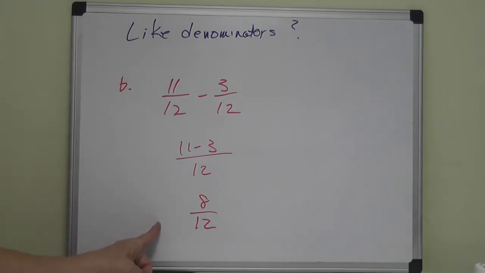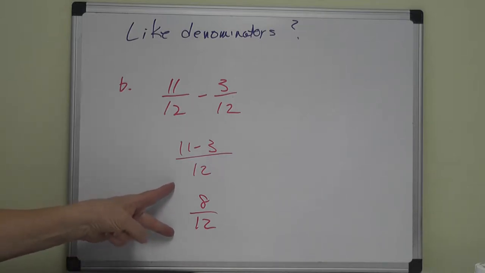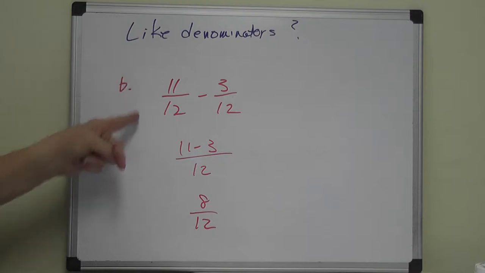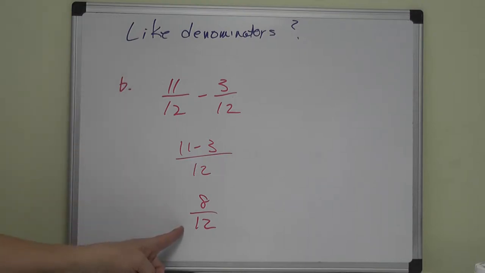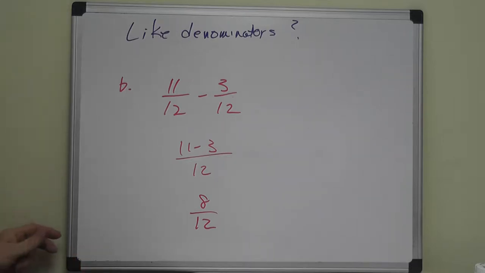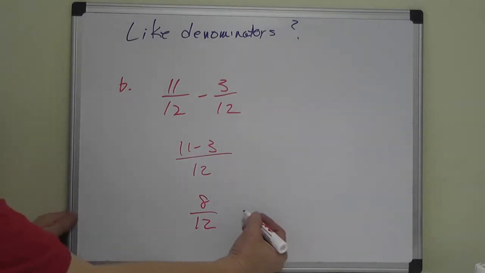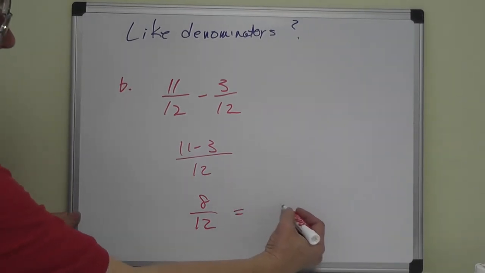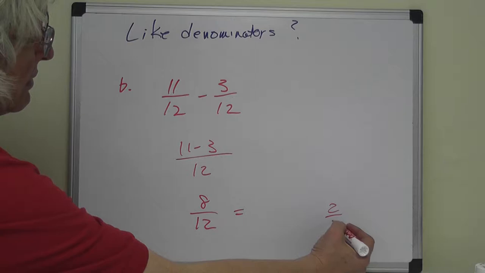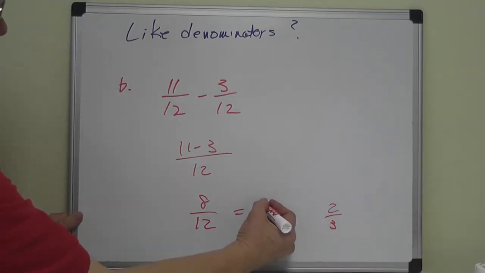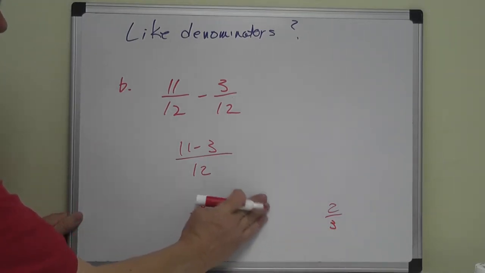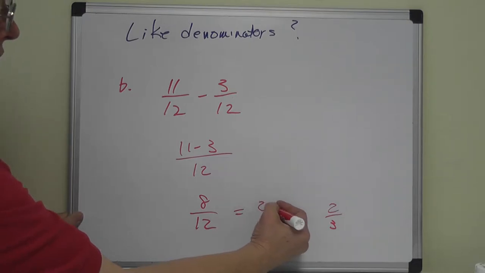Is 8/12 our final answer acceptable as it is? No, it's not, because even though we have correctly subtracted these two fractions, we have not expressed that in lowest terms. So you must always reduce your final answer. Make sure that it is expressed in lowest terms. I'm out of space here at the bottom, so I'm going to say that 8/12 is equal to 2/3. And the reason for that is because there is a common factor of 4 that you can cancel.